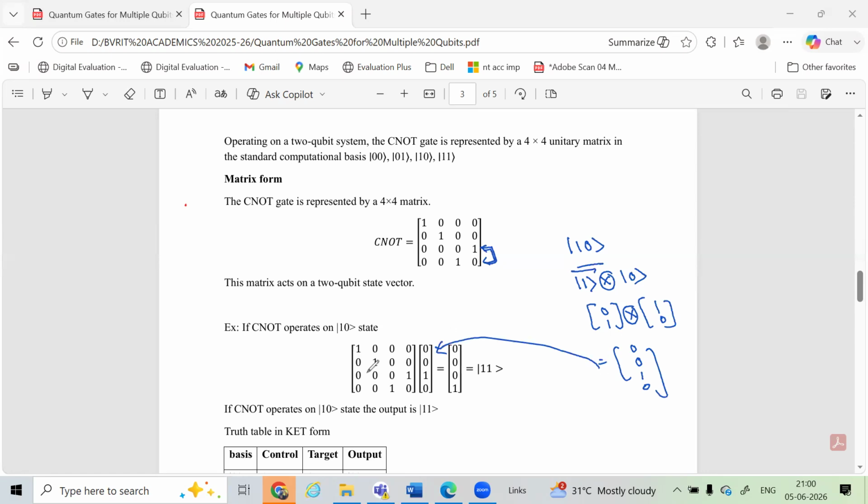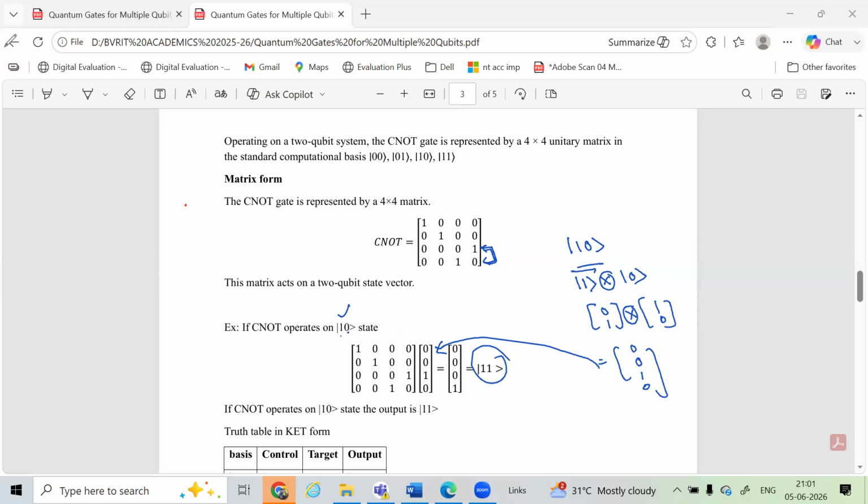This is the CNOT gate fundamental matrix, and it operates on the 1, 0 state, 0, 0, 1, 0. When you apply the matrix multiplication formula, we get 0, 0, 0, 1. This relates to the 1, 1 state. So this is the control qubit and this is the target qubit. If the control is 1, the target flips. Here the target is 0, so it becomes a 1.